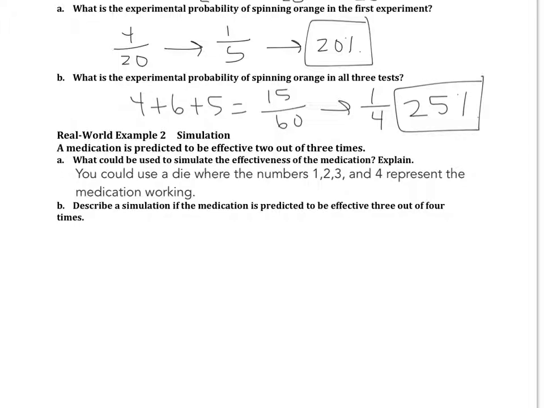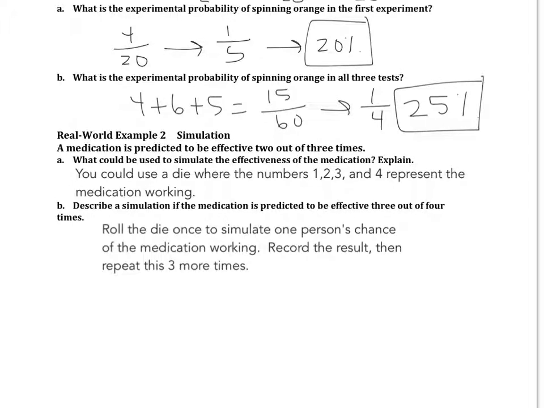Part B, describe a simulation if the medication is predicted to be effective 3 out of 4 times. One way to simulate this is you could roll the dice once to simulate one person's chance of the medication working. Record the result, then repeat this 3 more times.